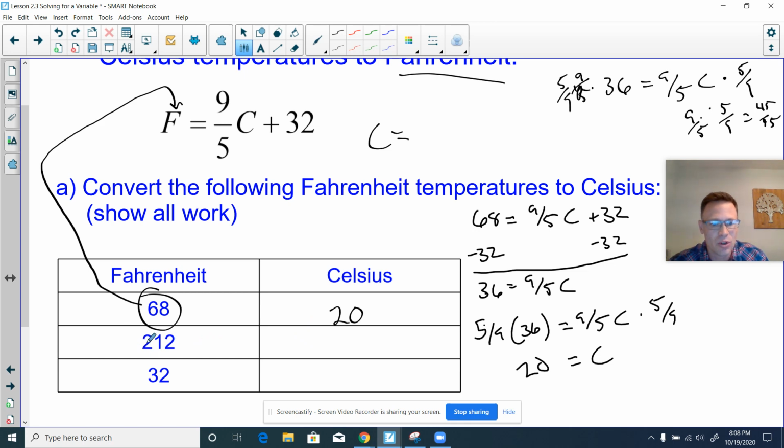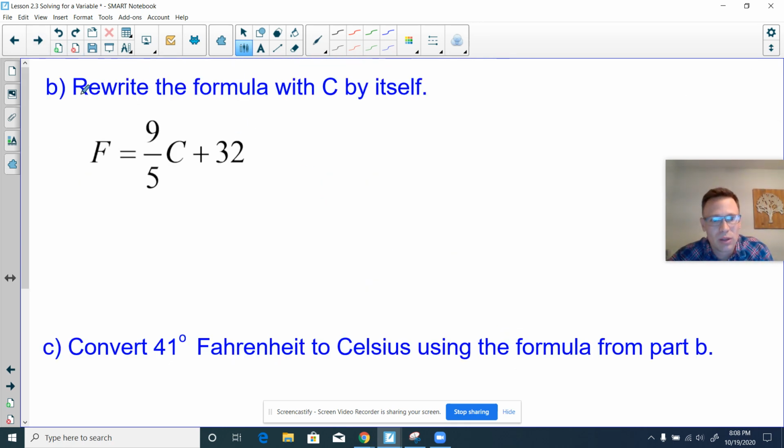By the way, 212 degrees, the temperature at which water boils, is 100 degrees Celsius. And 32 degrees, the temperature at which water freezes, is 0 degrees Celsius. In my mind, these numbers make more sense for boiling and freezing than these numbers, but what do I know? Anyhow, so I made a case that maybe it might be a good idea to solve this equation for C, or at least have something that we can use so we don't always have to do a whole bunch of algebra in order to answer the question here, right? So let's go ahead and do that.